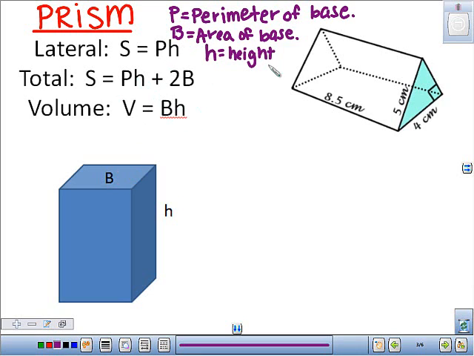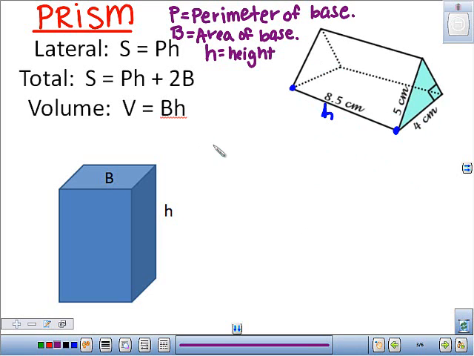Height in a prism is the distance from base to base. In this example we're about to work, the triangles are the bases, which they are because those are the two polygons that are congruent and parallel, so this would be considered the height, and it's not up and down. So don't get in that habit of thinking the height has to sit on the base and be up and down. The height is the distance from one base to another.